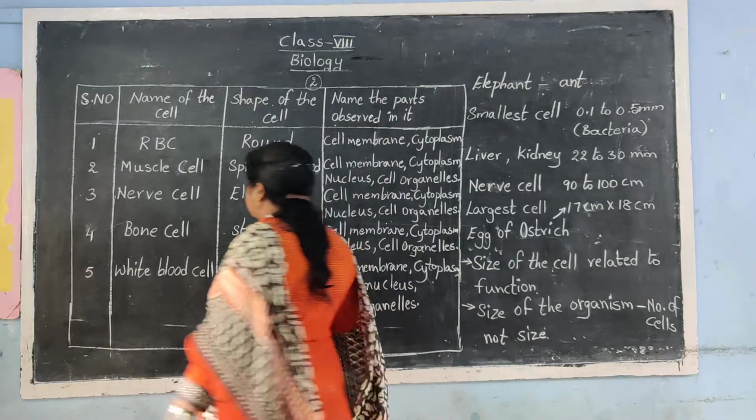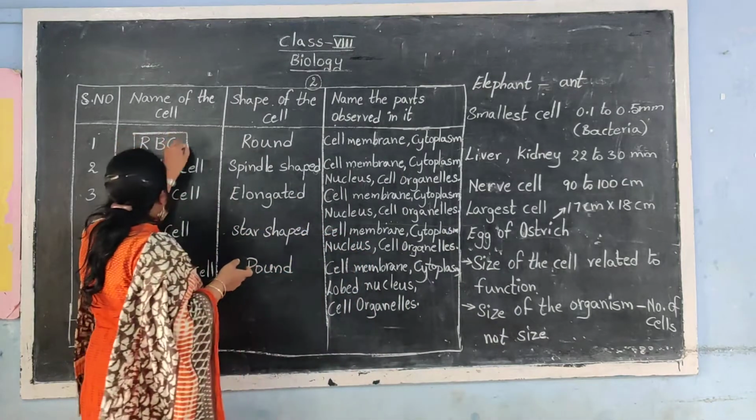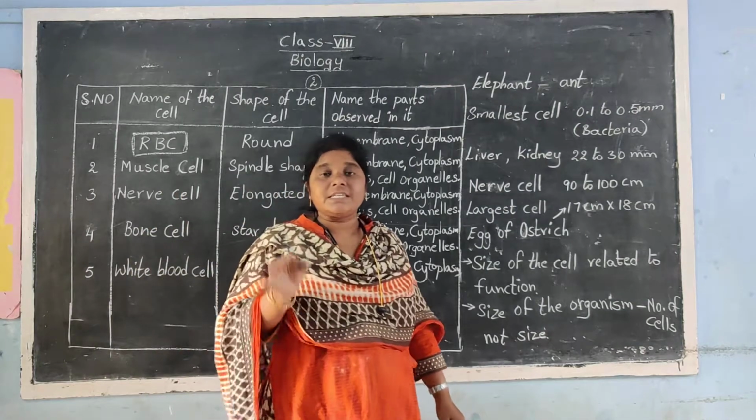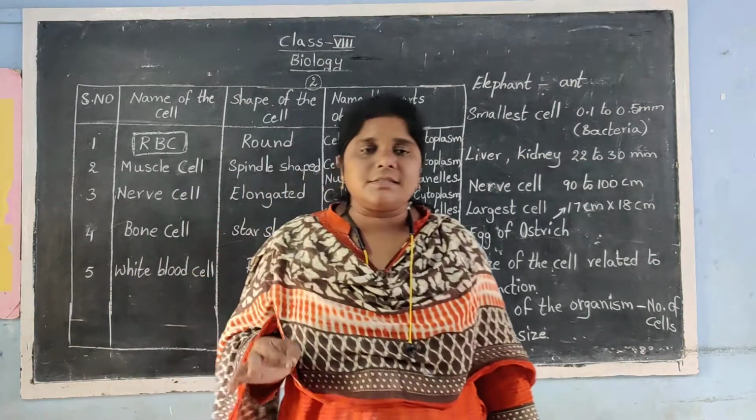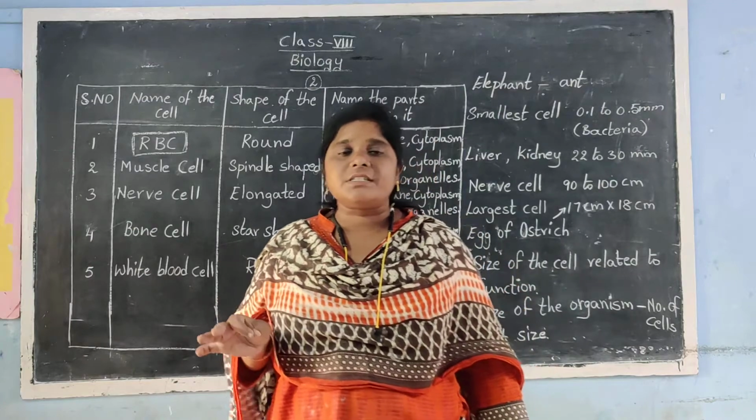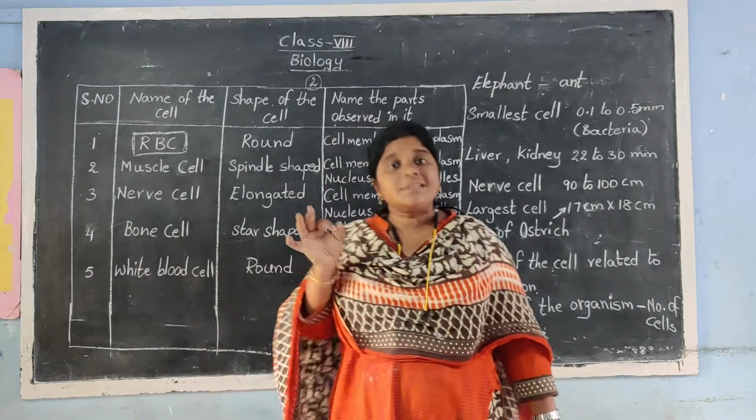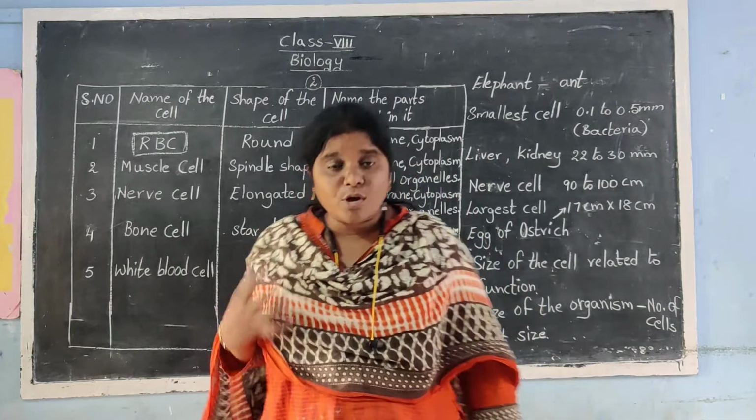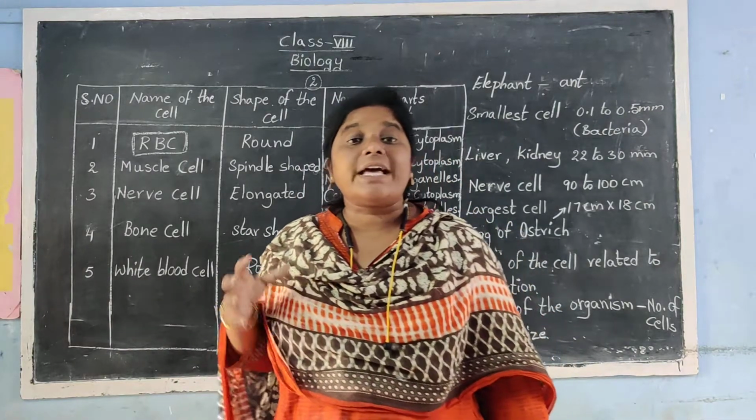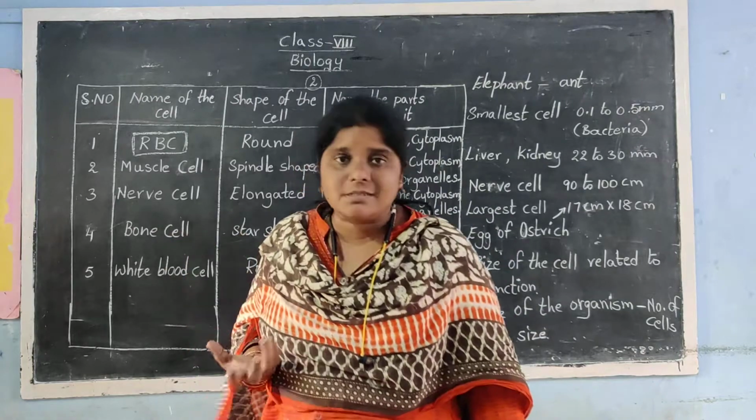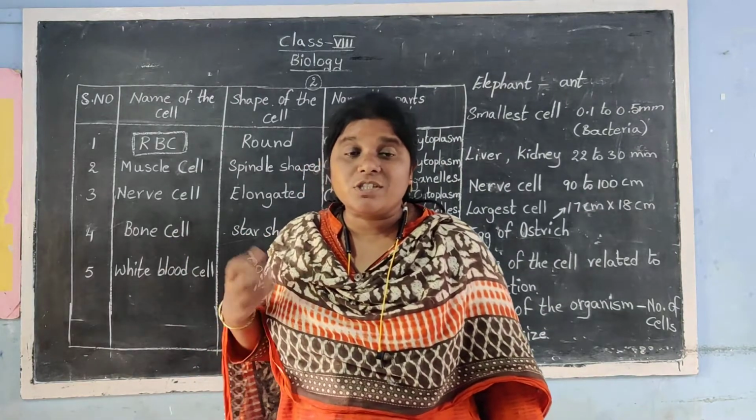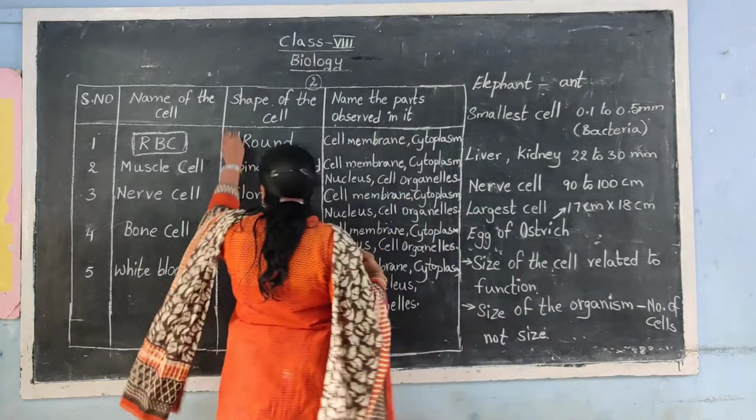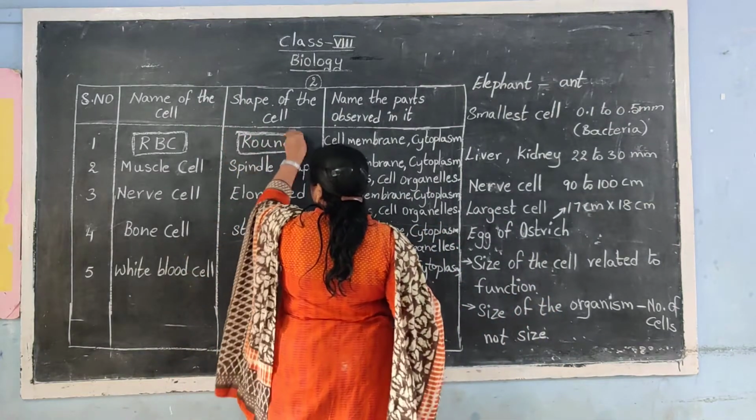Now first of all, let us take RBC. What is that, ma? RBC. The full form of RBC is red blood cells. That means the cells which are red in color because of the hemoglobin present in our body are called RBC. They are nothing but blood cells. The cells present in the blood which are red in color are called what? Red blood cells. Now if you take this RBC, it will be round in shape.